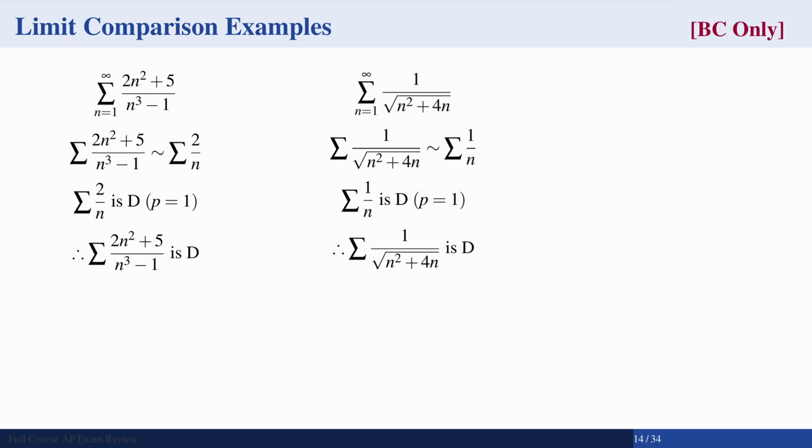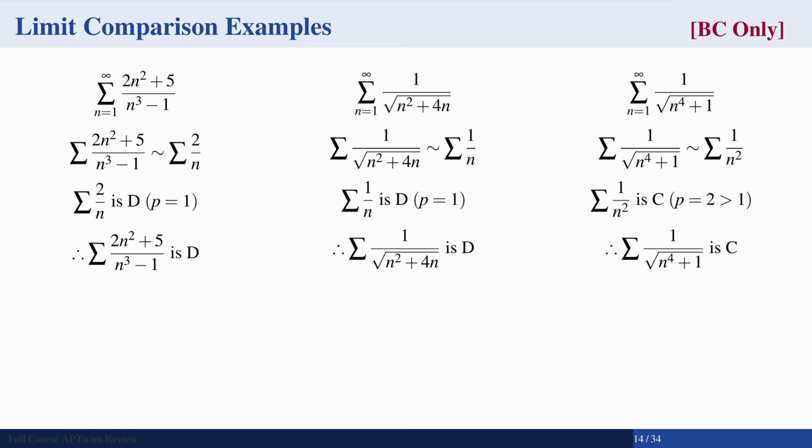On the next one, it's 1 over the square root of n squared plus 4n. You just discard the 4n and you say that's basically 1 over the square root of n squared, which is 1 over n, and that's the harmonic series, so that's going to diverge. And then for the last one, you kind of ignore the 1 and you say it's 1 over the square root of n to the 4th, which is basically 1 over n squared. That's a convergent p-series, which means I could limit compare this to 1 over n squared and I would get positive finite, which means they do the same thing. So this one converges.